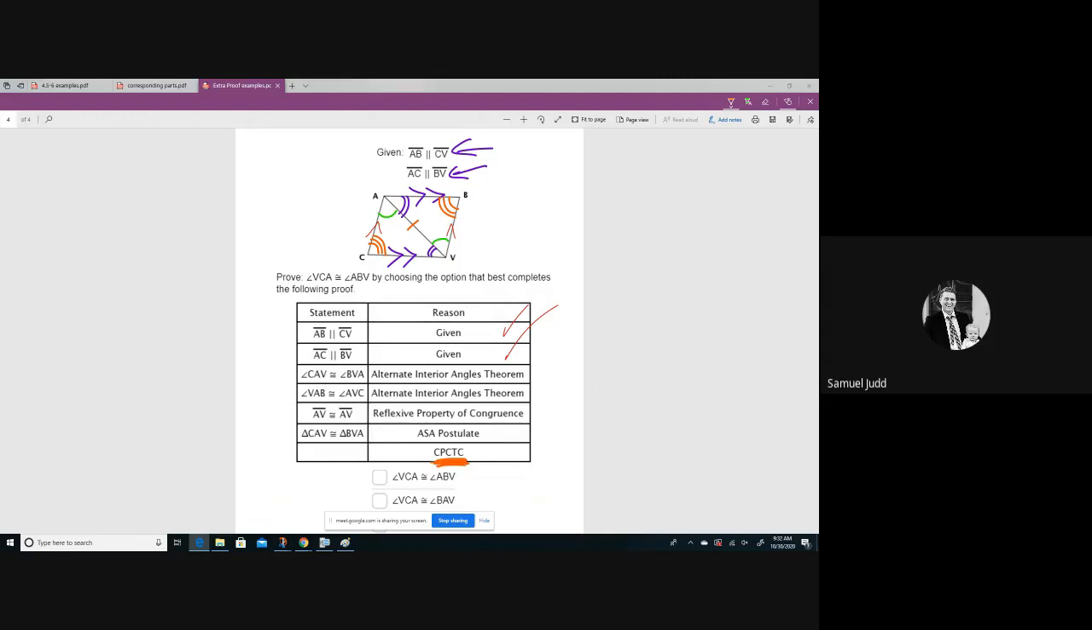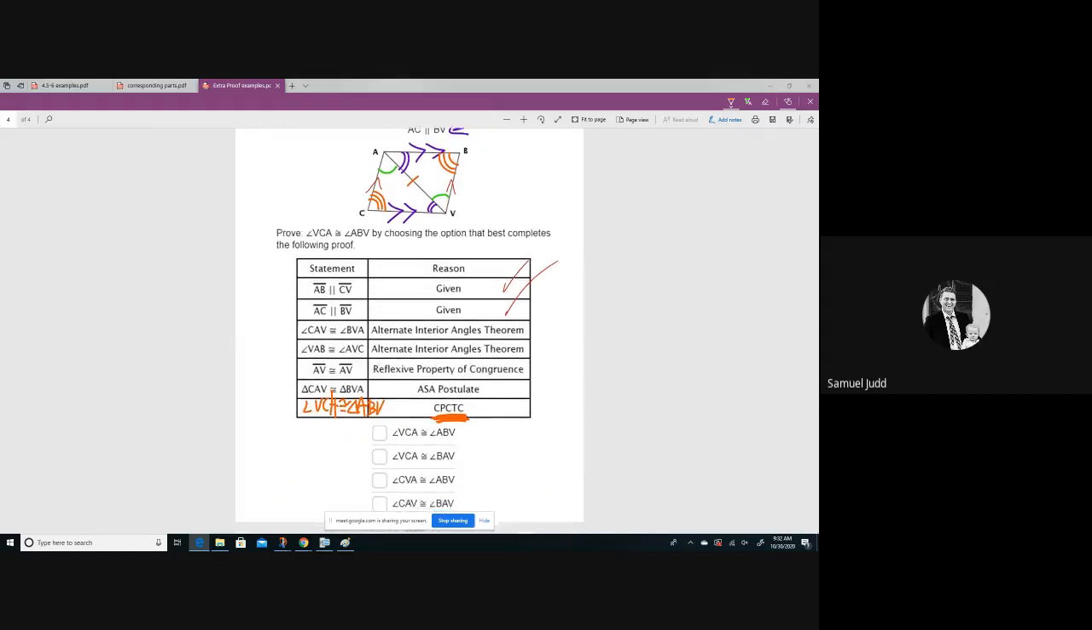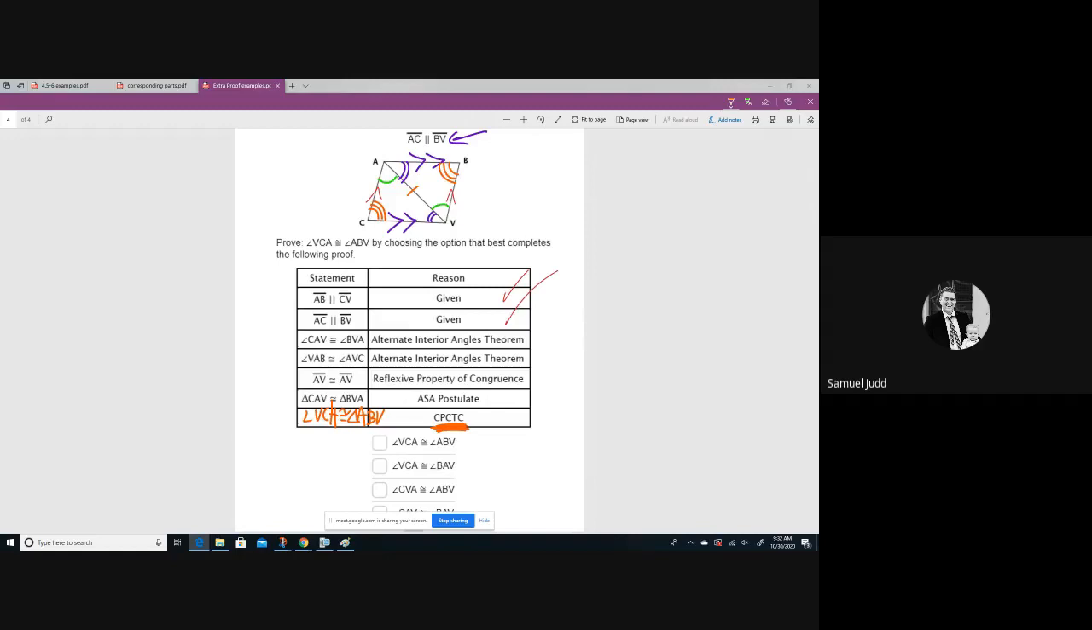So now we can say angle VCA is congruent to angle ABV by that corresponding parts of congruent triangles are congruent. And which answer choice is that? VAC and ABV. So that's all right, cool. And that is our video on proving triangles congruent, extra examples.